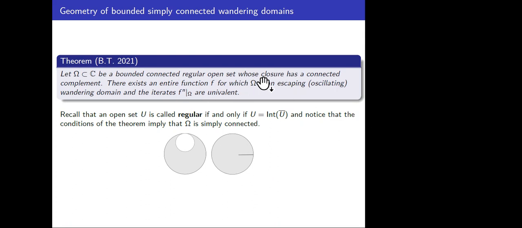The other condition is that the closure has a connected complement. For example, this set here does not satisfy this condition. If you take the closure, you have this earring, and the complement has the outer part and the inner part. So this is also bad.